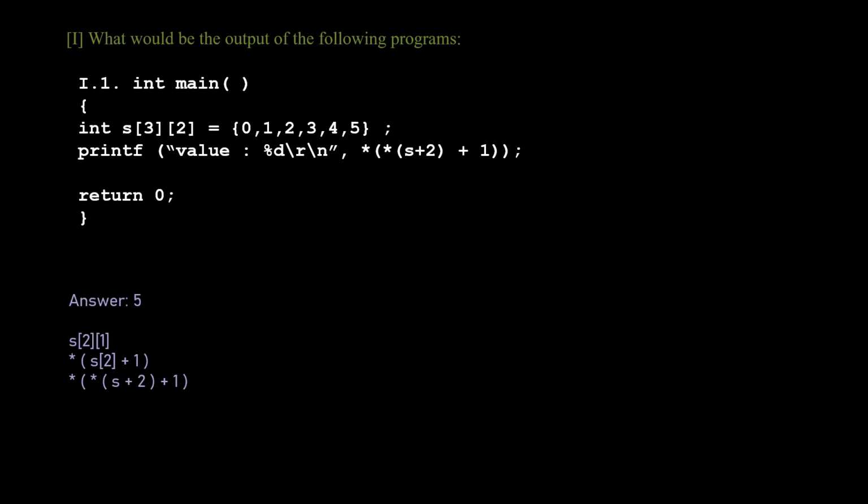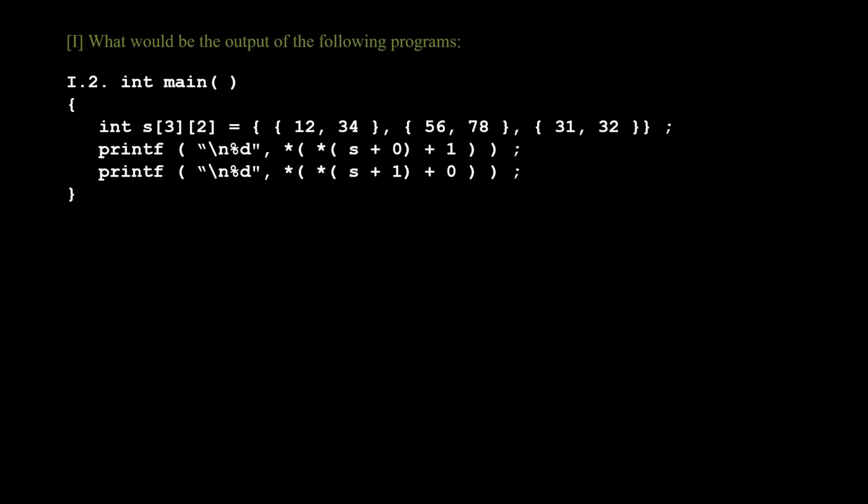Answer is 5 because S plus 2 would point to the second row, would point to the third row, that is S of 2, and plus 1 would be the next element in that row. So it is 5.